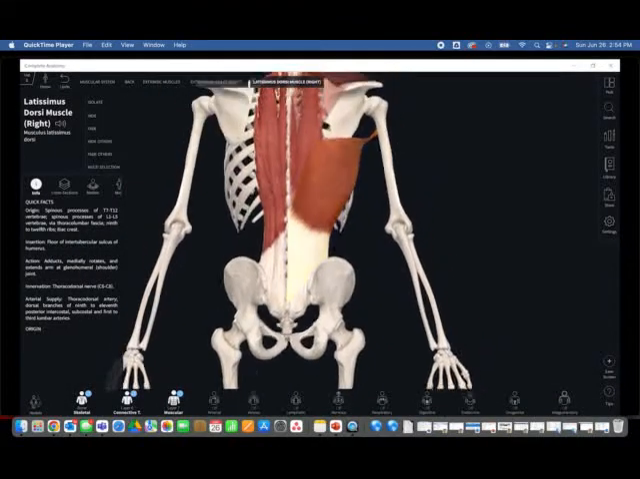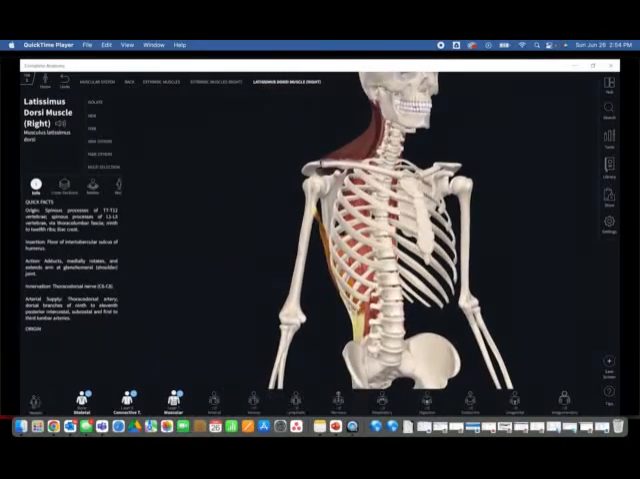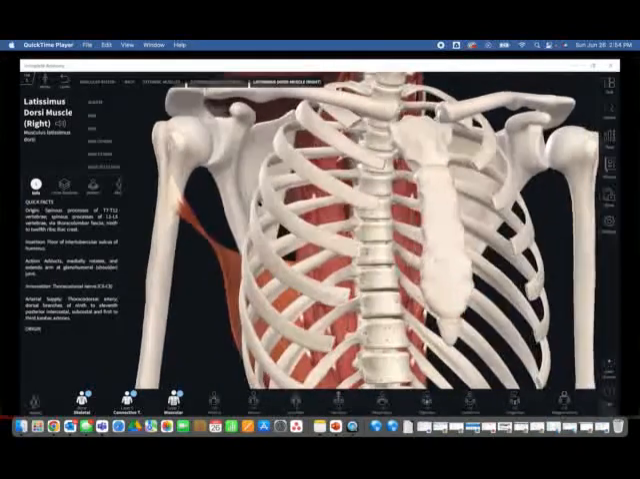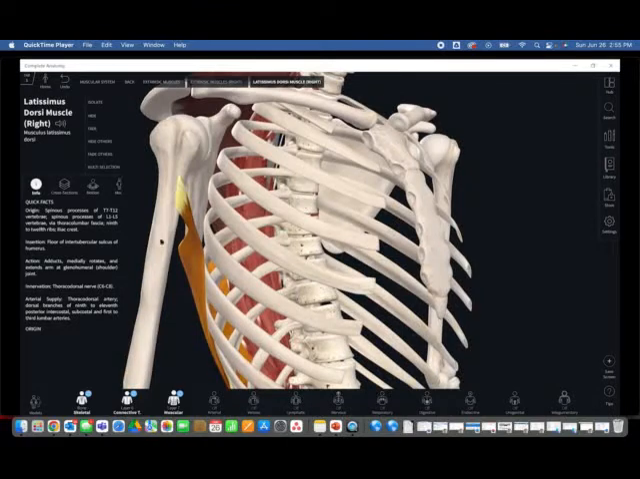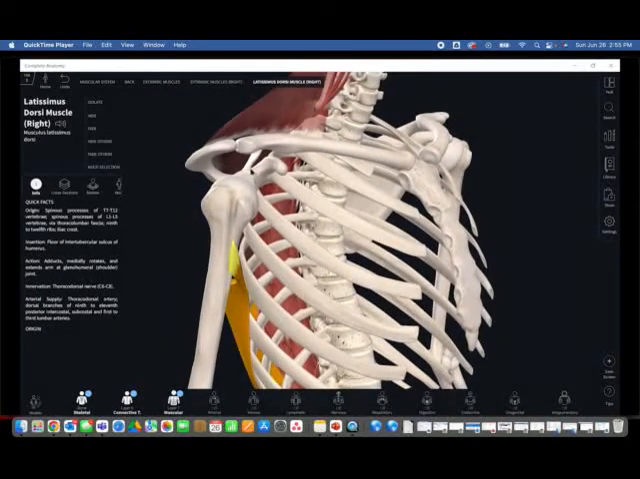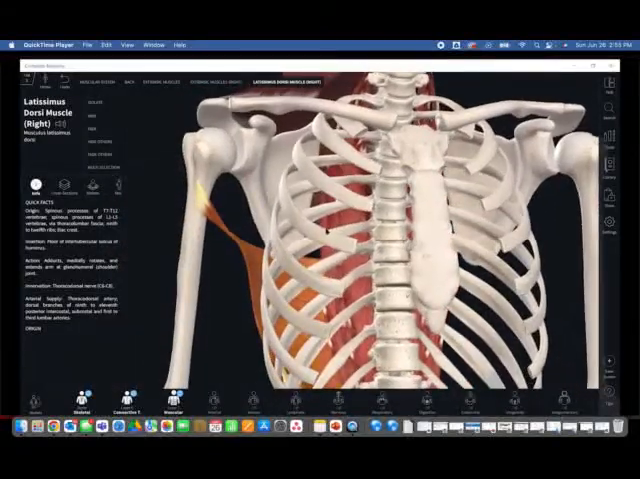Its insertion is on the humerus, so we look at an anterior view, and as I rotate around, it's going to insert just medial to the intertubercular groove. So that's the groove where the long head of the bicep sits as it comes over the humeral head, heading toward its attachment over here on the glenoid. So really an anterior attachment there, resulting in a really strong internal rotation effect with that.